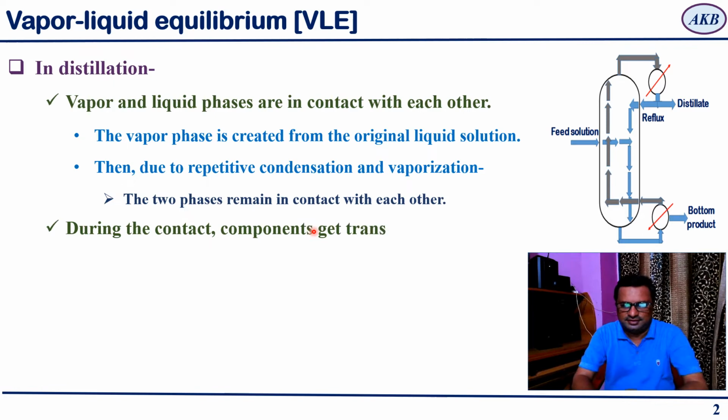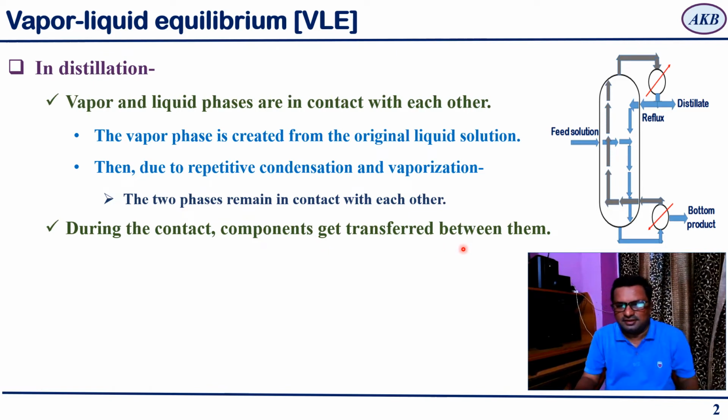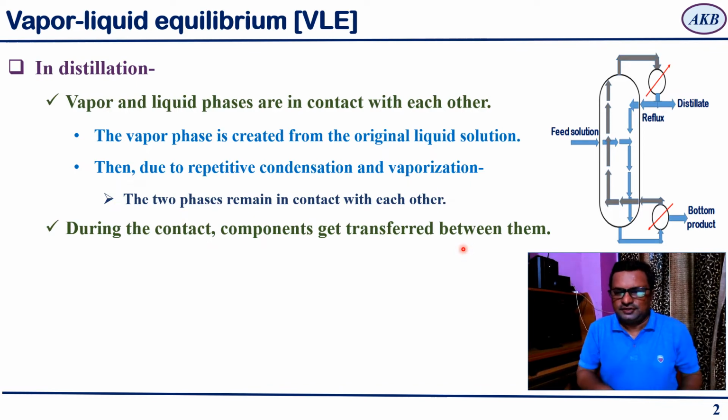During the contact, what happens? Components get transferred between them. There is transfer of components between the vapor phase and the liquid phase. We will go into details of this transfer in our coming lectures. For the time being, let us understand that whenever these two phases come in contact with each other in the column, mass transfer occurs between them. That is, components get transferred between them. In order to have successful distillation, this transfer is important. We need to have this transfer going on.